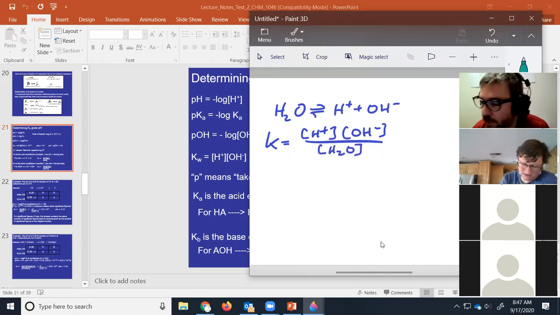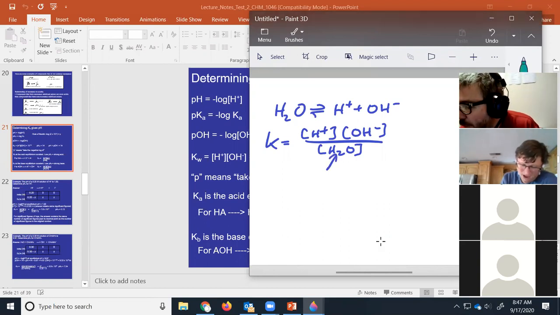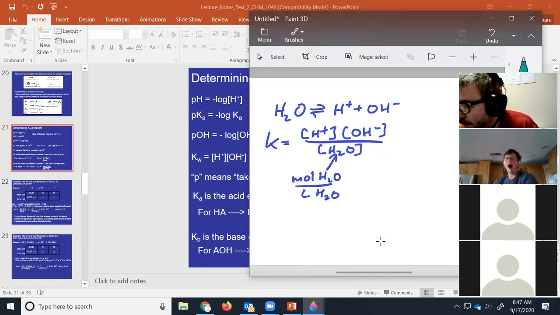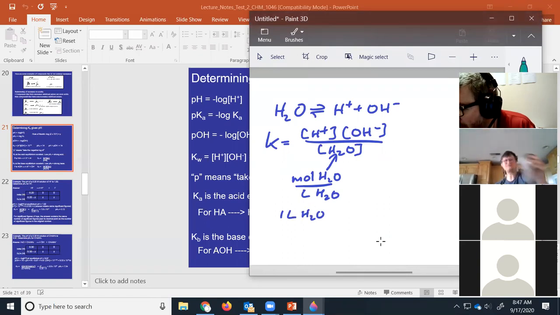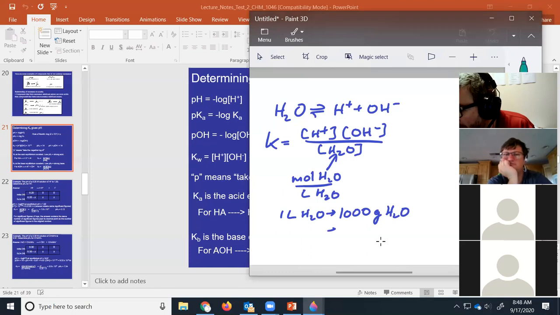Now, it turns out the concentration of water isn't going to change much. We could work out the concentration of water. It's going to be moles of H2O per liter of H2O. And we can figure out the moles of H2O. We're talking about 1 liter of H2O, which is about 1,000 grams of H2O, which is about 55.5 moles of H2O.